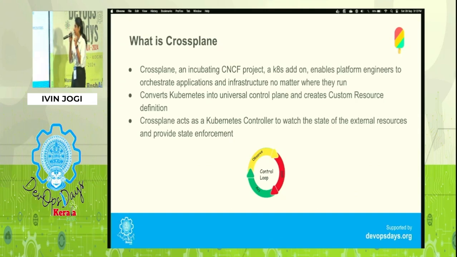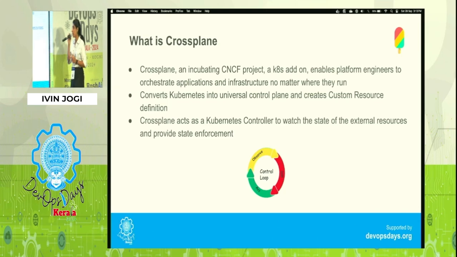Crossplane converts Kubernetes into a universal control plane, enabling us to manage not only containerized applications, but also your entire cloud infrastructure. Just imagine that we are able to provision your entire cloud infrastructure just the way you do with Kubernetes objects. For that, when we use Crossplane, it creates Kubernetes CRDs, or custom resource definitions, to represent these external resources as native Kubernetes objects.